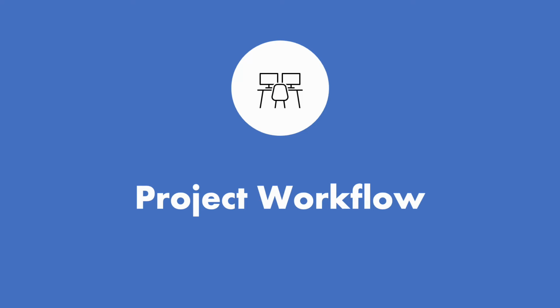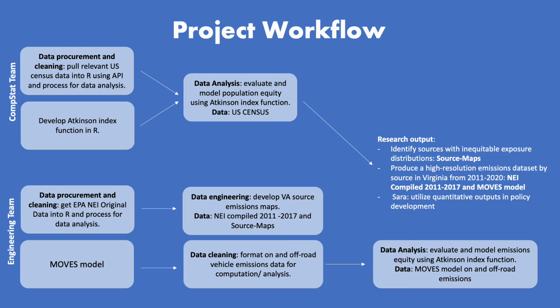First, I'll be going over our project workflow, so you can see how this R package contributes to the overall goals of our project. This is our entire project workflow, but we will specifically be focusing on our research output. Our first goal is to identify sources with inequitable exposure distributions. This is called source maps. And we also want to produce a high-resolution emissions dataset by source in Virginia from 2011 to 2020. This is the NEI compiled 2011 to 2017 dataset, as well as the MOVES model. The R package will be aiding these two research goals.